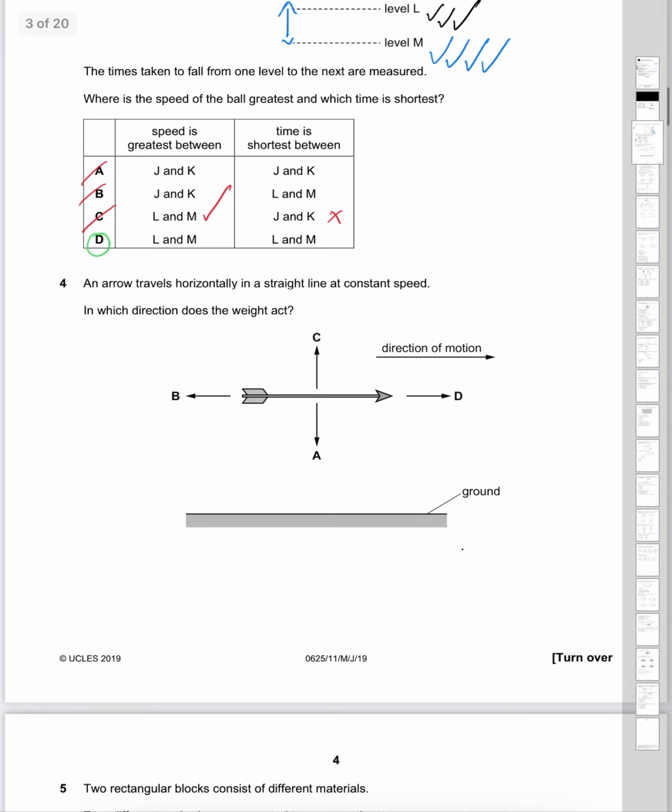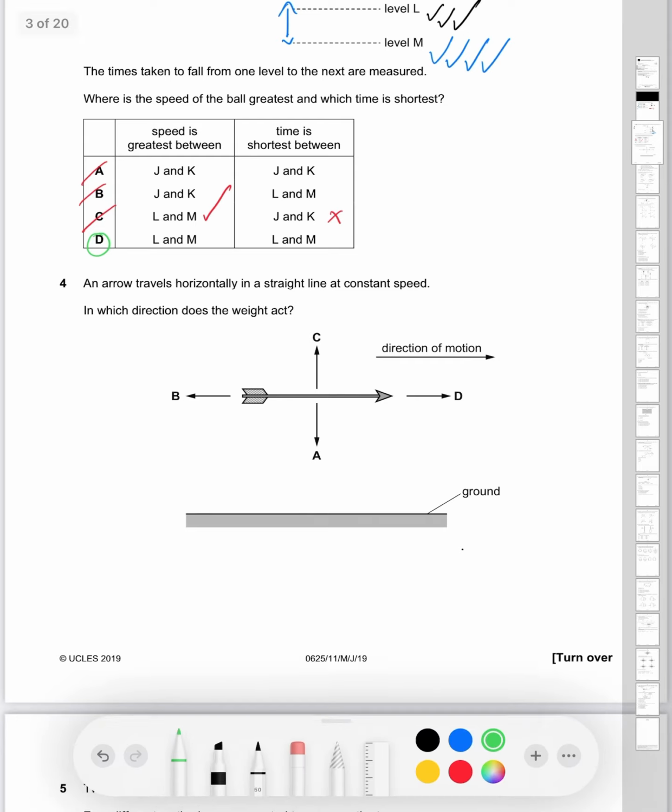Now, question 4 says an arrow travels horizontally in a straight line at constant speed. In which direction does the weight act? Now, if you guys remember anything about weight, you do know that weight is a downward force that is caused by gravity. Now, notice that I said downwards. That will leave only choice A as the correct answer.